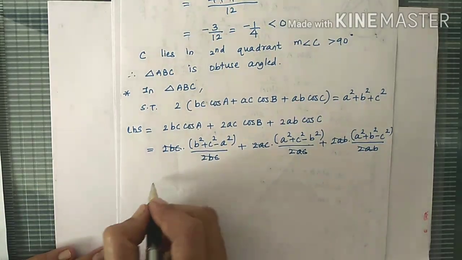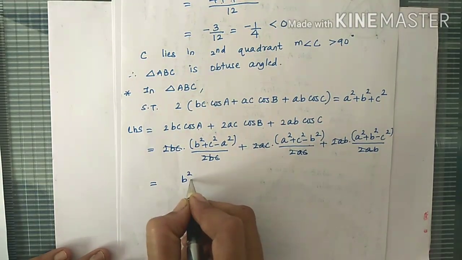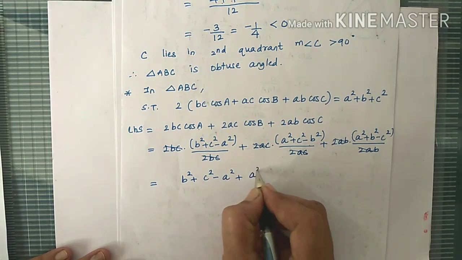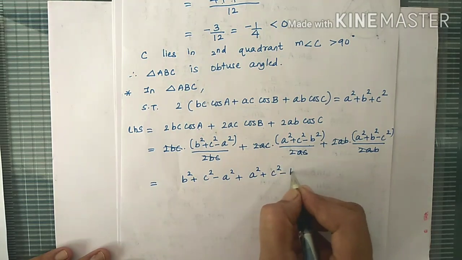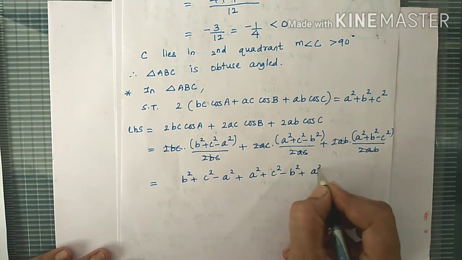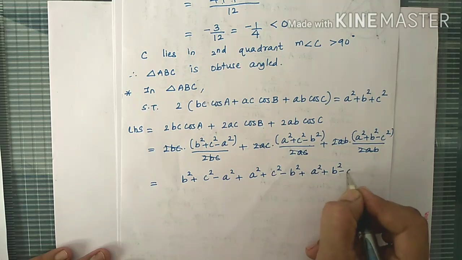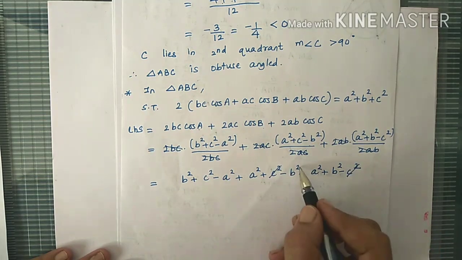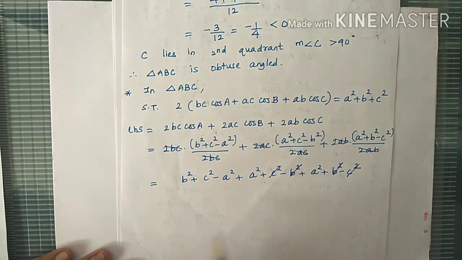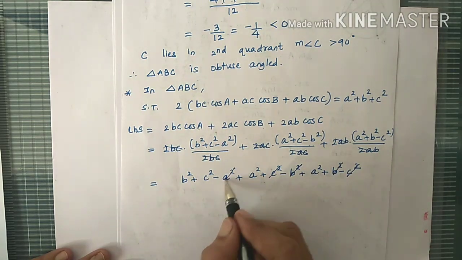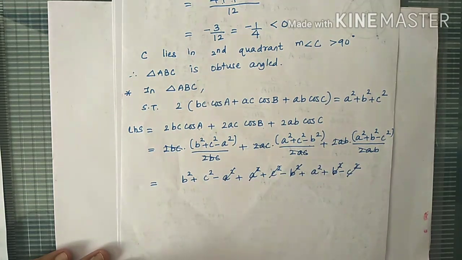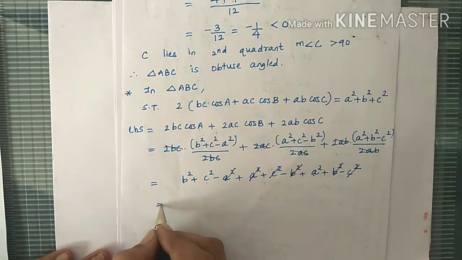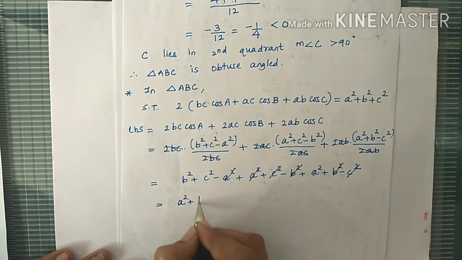So we have to add the terms. Writing the numerators, we get b square plus c square minus a square plus a square plus c square minus b square plus a square plus b square minus c square. Now c square minus c square gets cancelled, minus b square plus b square gets cancelled, and minus a square plus a square gets cancelled. So the remaining terms are a square plus b square plus c square. So that is our right hand side.